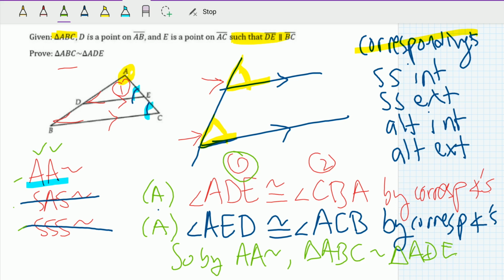Now just remember, I skipped a lot of steps in this proof. First one, the whole given. The second one, since they're parallel, that means it's corresponding. And then after that, because they're corresponding, they're also congruent. So it's a lot of steps here, but you need to be able to do the gist of it.